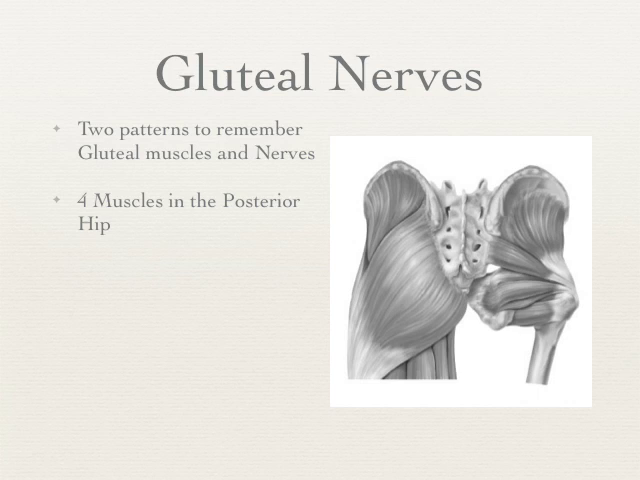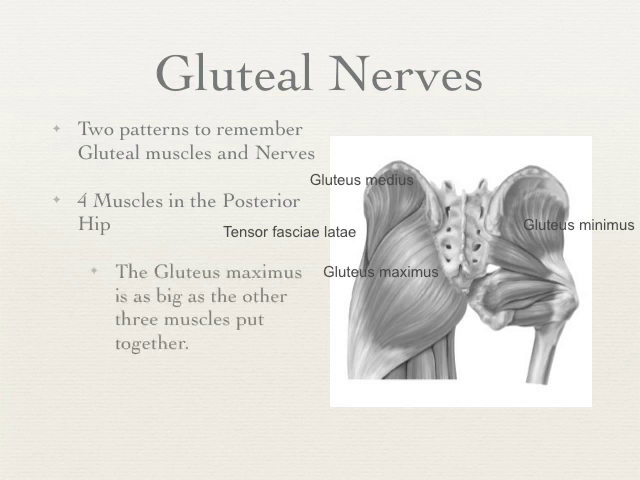What's this one right here? Okay. And what is this one over here? Gluteus medius, the one that's superficial. The deep one hiding under it is gluteus minimus. And then off here, a little more to the front, is tensor fasciae latae. You know these four are in the posterior hip group. Okay? Now here's your two rules for this. The gluteus maximus is as big a muscle as the other three put together. Does that stand to reason? Everybody agree with that? So the gluteus maximus gets its own nerve, and the other three are going to share a nerve. Is that logical?